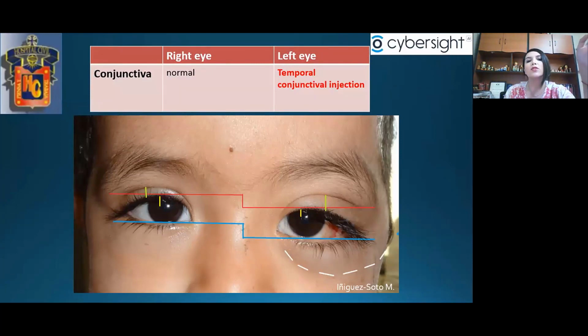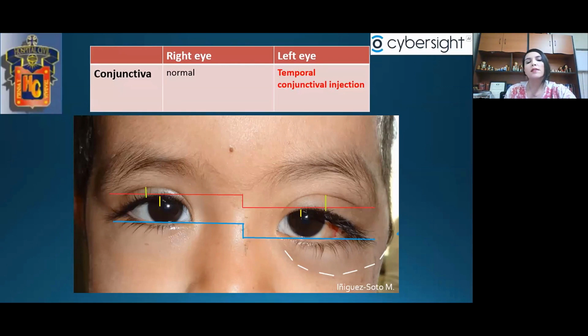We can see that the conjunctiva in the right eye is normal. In the left eye, in the temporal zone, we have redness. And we usually put these little marks in different colors for the students or the fellows that are starting in my hospital. With these marks, we can see that it's not an illusion. It's not like the mom is making up a history. It's a real situation where the eyelid is coming down.